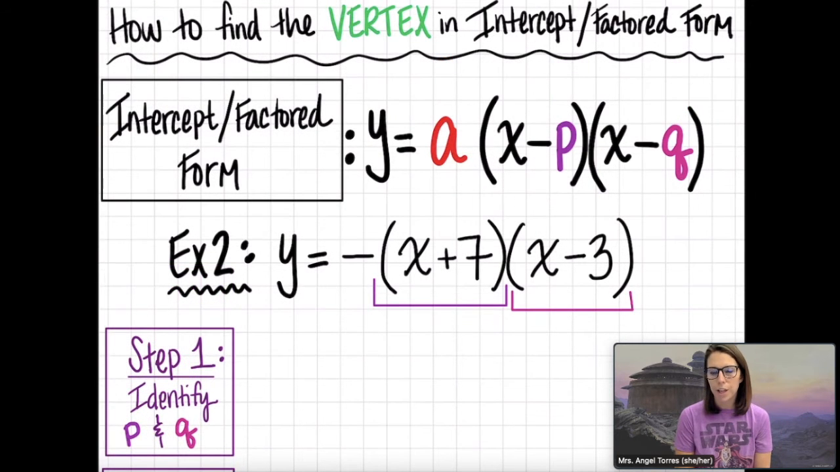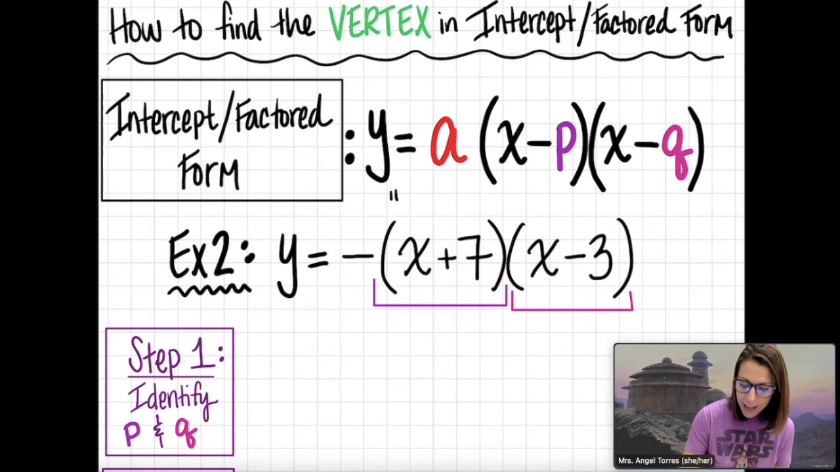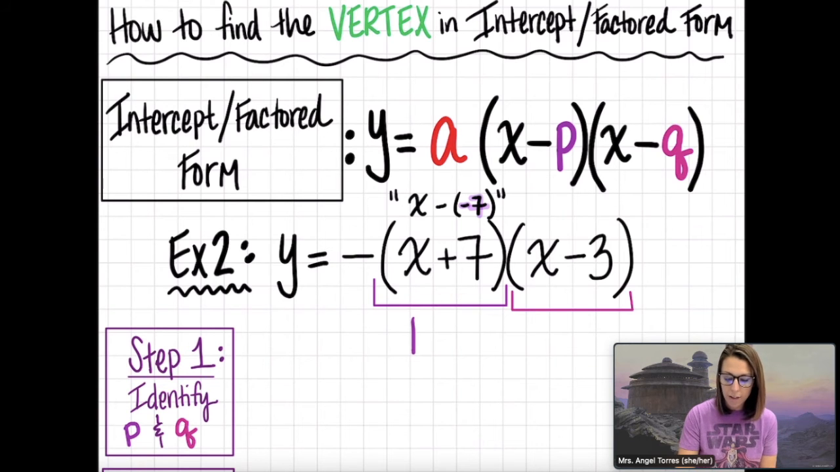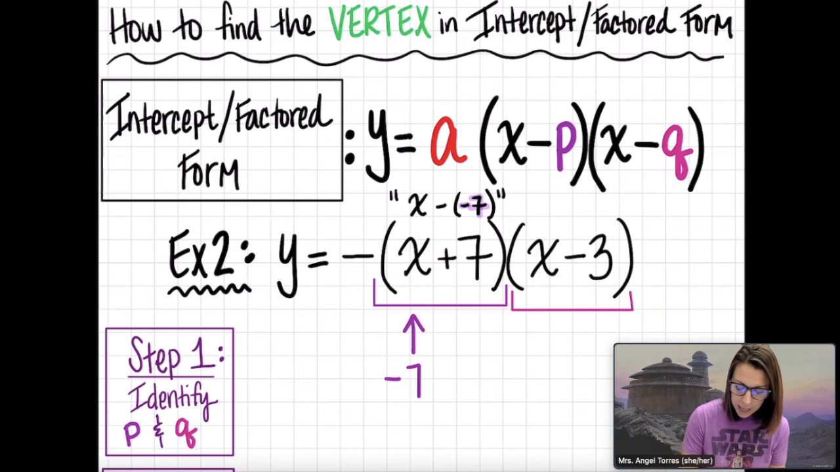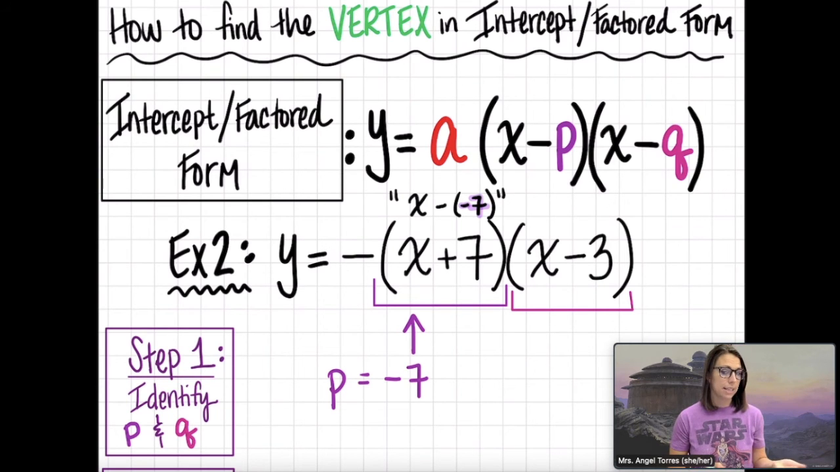Let's start with the value of p in our first factor. Since this is x plus 7, you might think, well, p would be 7. But hold on a sec. Since this is adding 7, we know that adding is equivalent to subtracting a negative. So here, the value of p would actually be negative 7. Another way to think about it is, what value of x would cause that to be 0? That would be negative 7. So our p here would be negative 7.